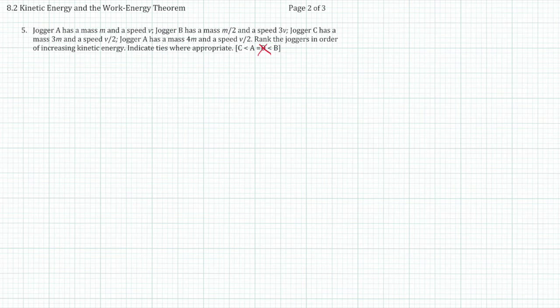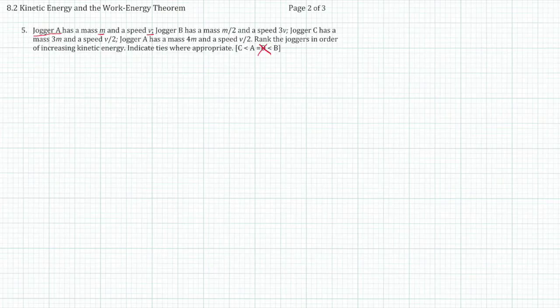In this problem, however, one of the things that trips students up the most, I think, is the fact that there are no actual values. There's just general values. For example, jogger A right here has a mass of m and a velocity of v. Jogger B and jogger C have varying forms of m and v. It's easy to want to have numbers to plug in there, but we don't. So we won't actually know their actual kinetic energies, but we will know which one has greater kinetic energy than the other ones.